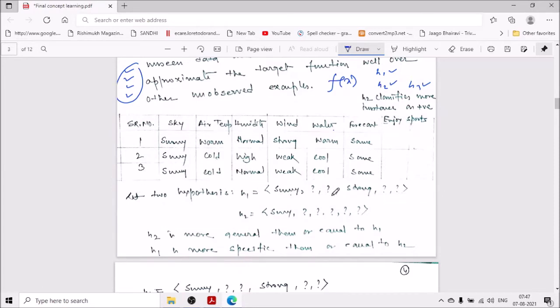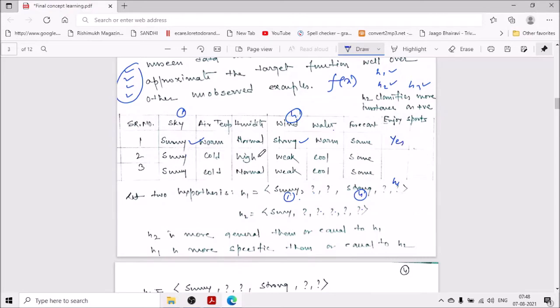H1 is: sunny, question mark, strong, question mark, question mark. Another hypothesis, H2: sunny, question mark, question mark, question mark, question mark, question mark. Now, if we use H1, what does that mean? You can see attributes 1, 2, 3, 4: the first and fourth attributes. So sunny and strong. Sunny and strong, both are there. Yes, it is there, so the answer will be yes.